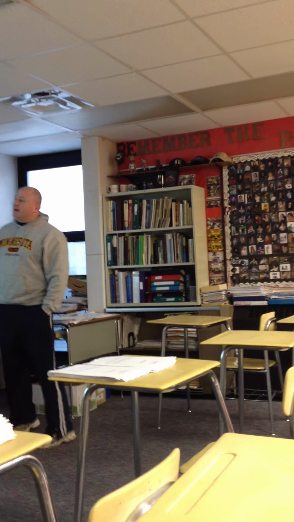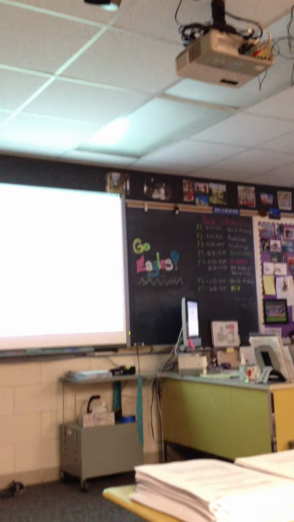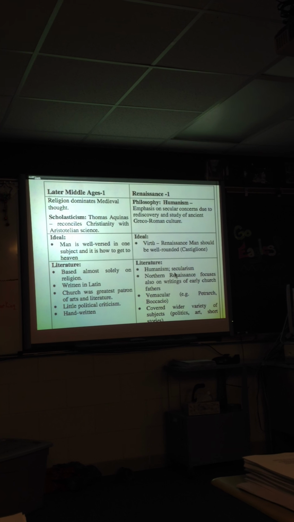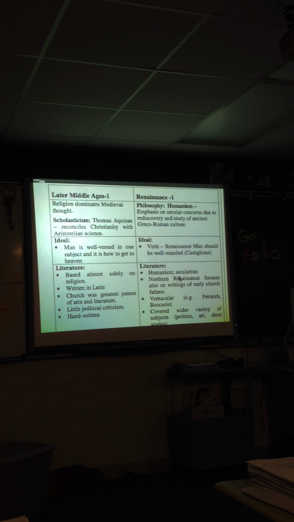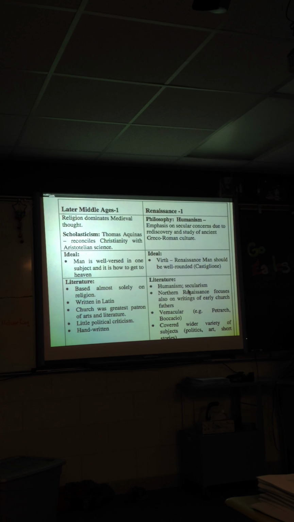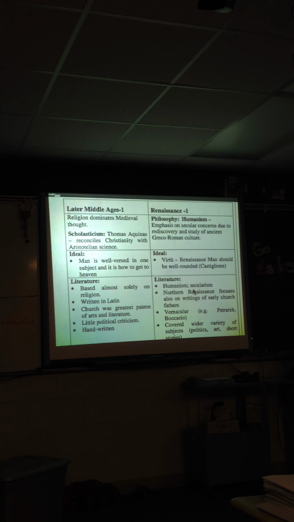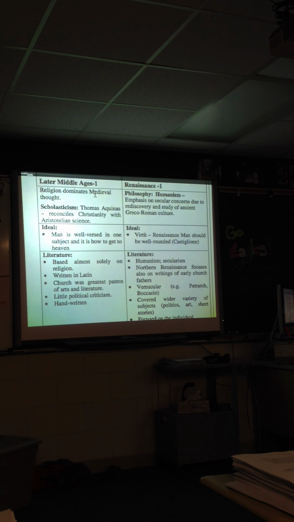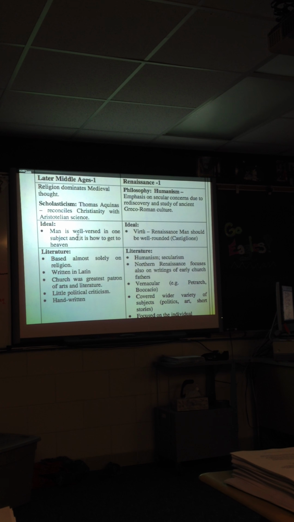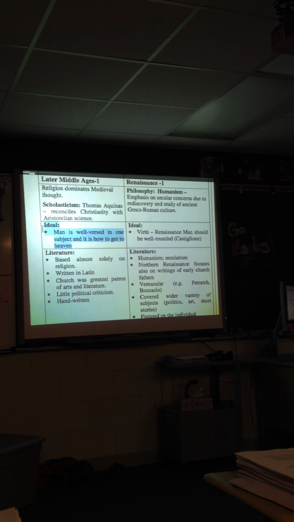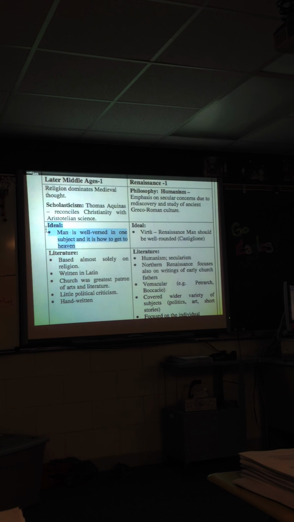When we get to the Renaissance, the philosophy of thought, at least amongst that upper echelon of people, is a focus on humanism, and that's a big difference between the two. You got an emphasis on secular concerns, what's happening here now with the planet, things like that. And then Greco-Roman culture, which we talked about. The ideal during the Middle Ages: man is well versed in one subject, and he also knows how to get to heaven, and that's going to church and following the rules of the church.